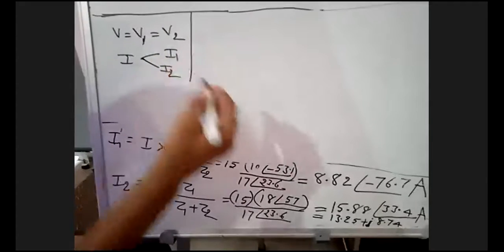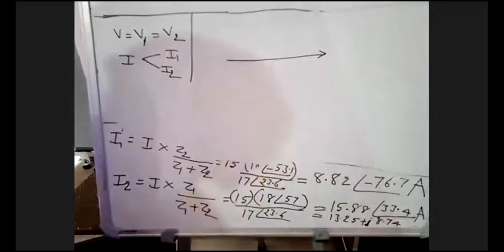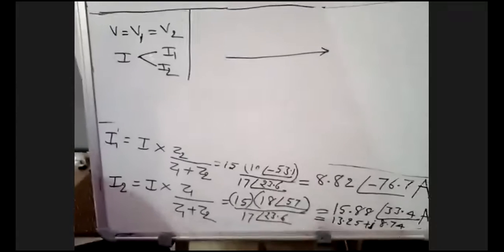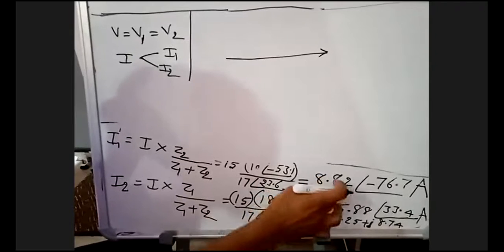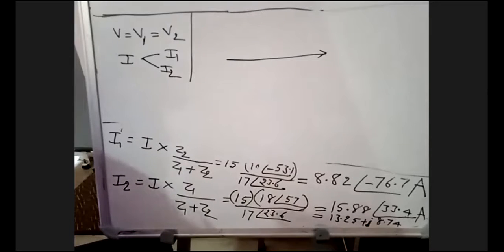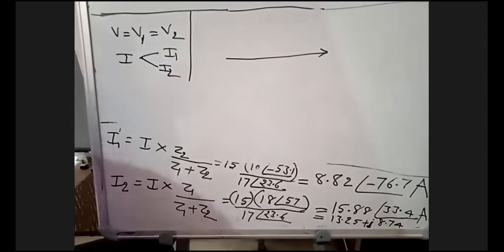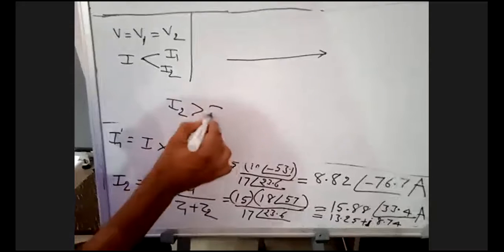Now see here, I am drawing the phasor diagram. I am taking the reference axis, the 0 axis. Now I1 you see is 8.82, and I2 is 15.8. Which is greater, I1 or I2, in magnitude? I2 is greater than I1.